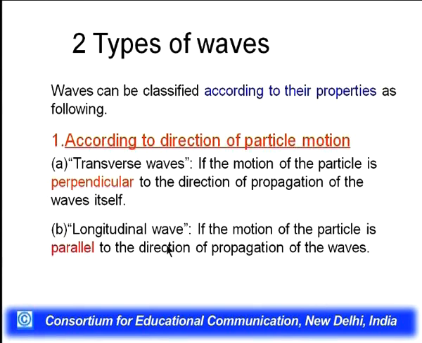In the transverse wave, the motion of the particle is perpendicular to the direction of propagation of the wave itself, then it is a transverse wave. If the motion of the particle is parallel to the direction of propagation of the wave, then it is a longitudinal wave. Means we are defining the types of waves according to the direction of motion, in which we define two types of waves. One is the transverse wave, which is perpendicular to the direction of propagation, and second is the longitudinal wave, which is parallel to the direction of propagation of the wave.